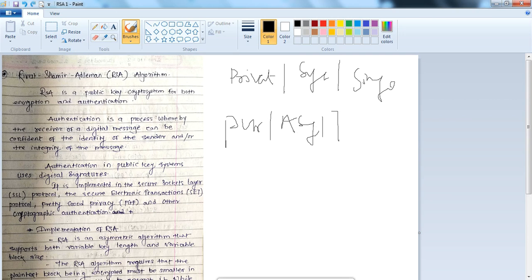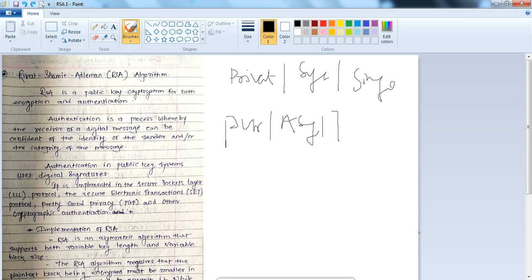Then RSA is a public key cryptographic algorithm that is used for both encryption and authentication. With RSA it verifies the user authentication also. Authentication is a process where the receiver of a digital message can be confident of the identity of the sender and the particular receiver. That one is the integrity of the message. That again needs the hash algorithm. We will understand it in upcoming sessions.